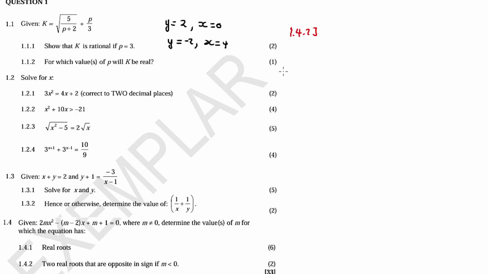Determine the values of m for which the equation has two real roots that are opposite in sign if m is less than 0. Two real roots that are opposite in sign if m is less than 0.